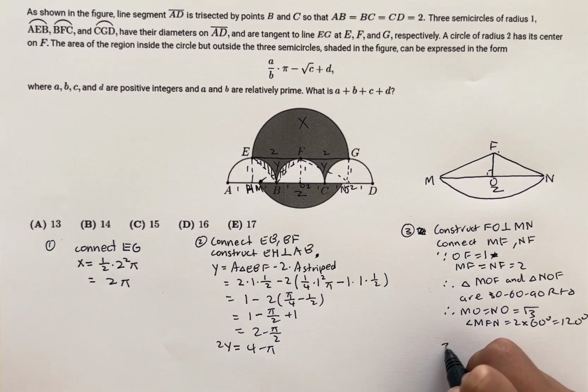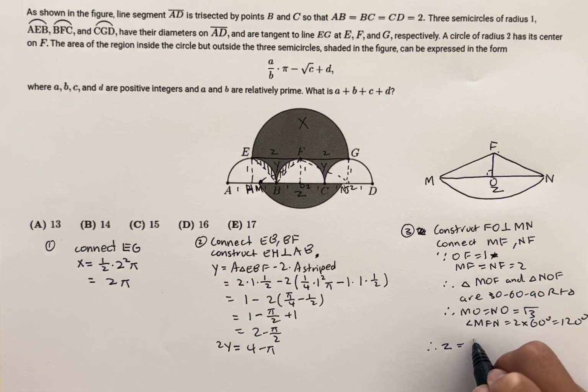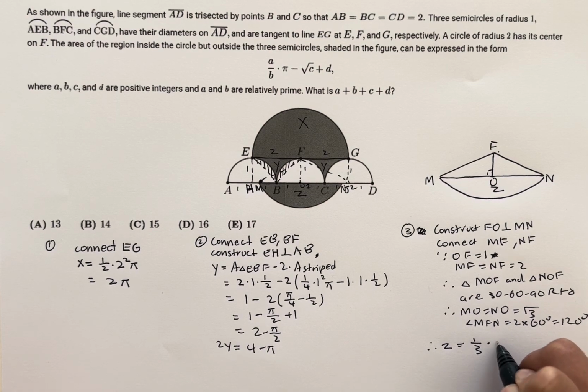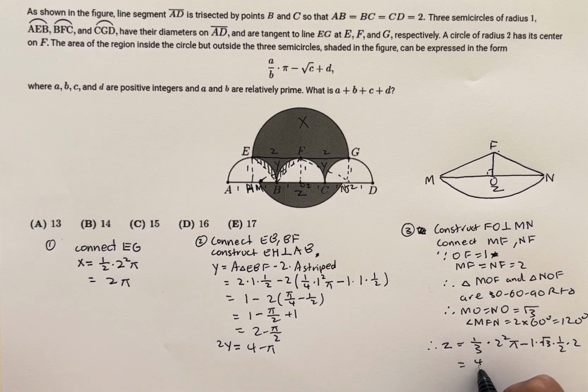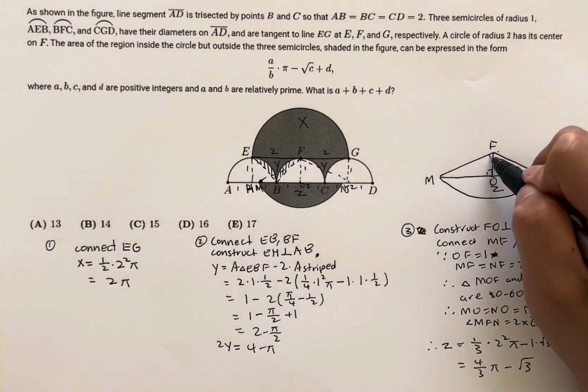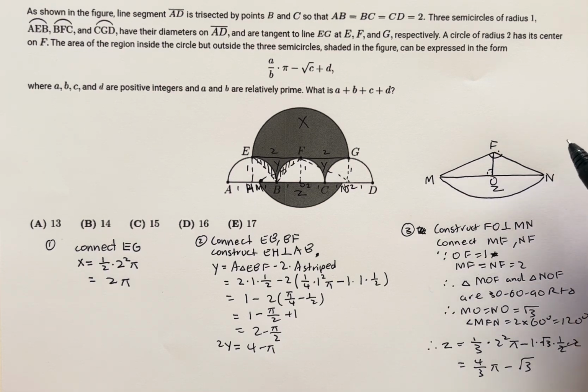So Z will equal 1/3 times 2 squared pi minus these two 30, 60, 90 right triangles. So it's going to be 1 times square root 3 times 1/2 times 2. Okay, so Z equals 4 over 3 pi minus square root 3. If you're wondering why it's 1/3, since we know that the central angle is 120 degrees, 120 out of 360 will be 1/3 of the total circle's area.